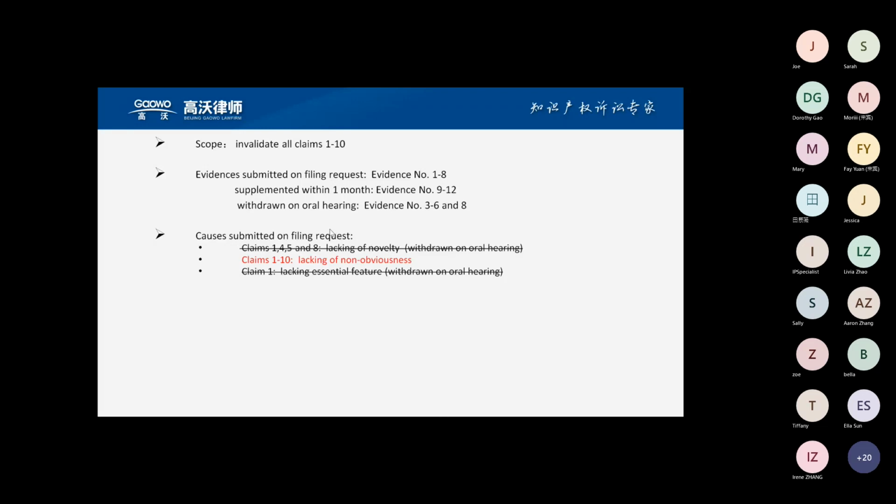My strategy is that when you file a request, you should prepare multiple reasons to invalidate a patent, because in most cases you are not sure which reason works effectively. So some of the reasons could be a backup. Of course, you can use one or two reasons with strong evidence to invalidate a patent. But my strategy, as a petitioner, is to usually file multiple reasons.